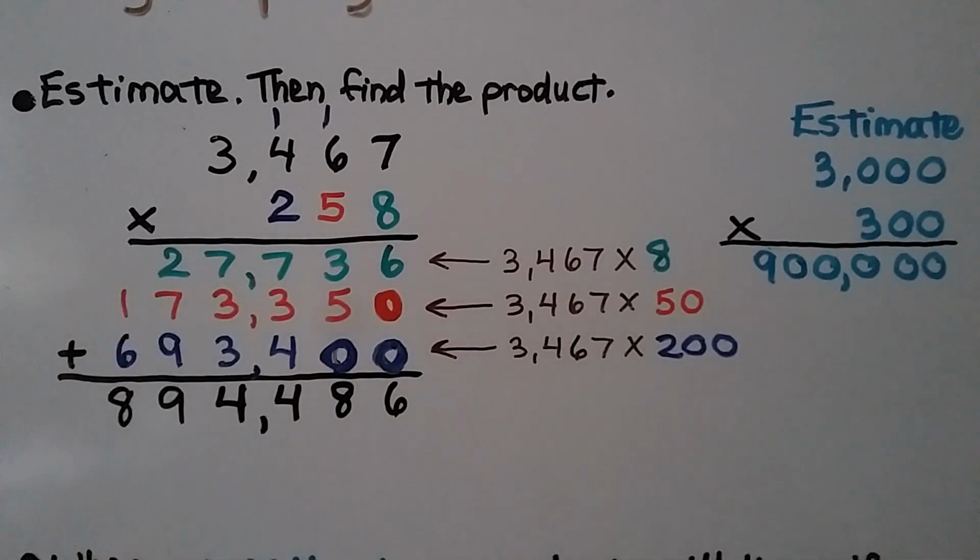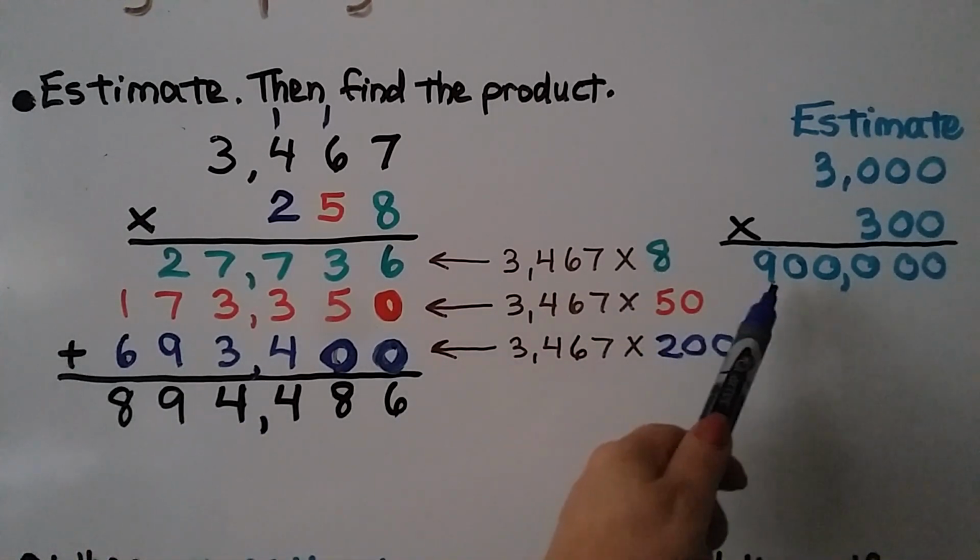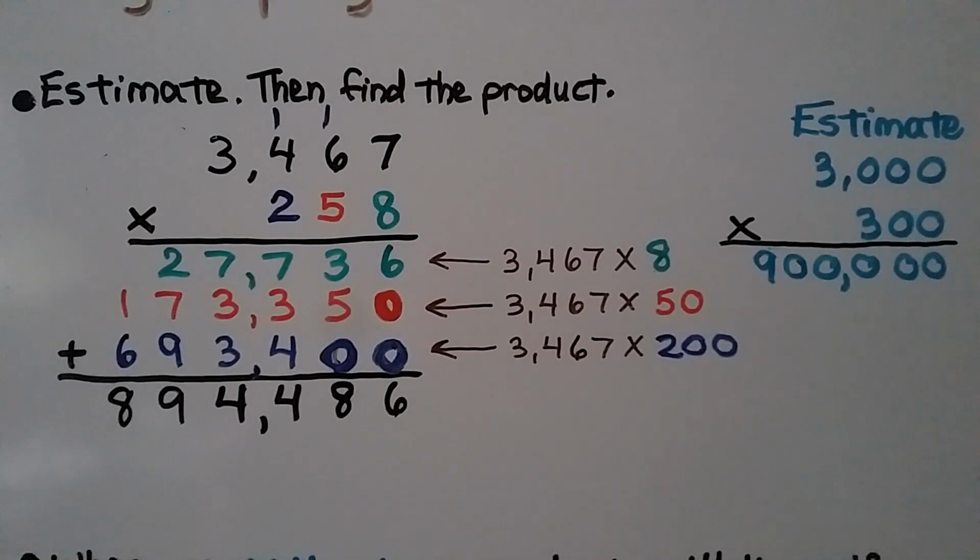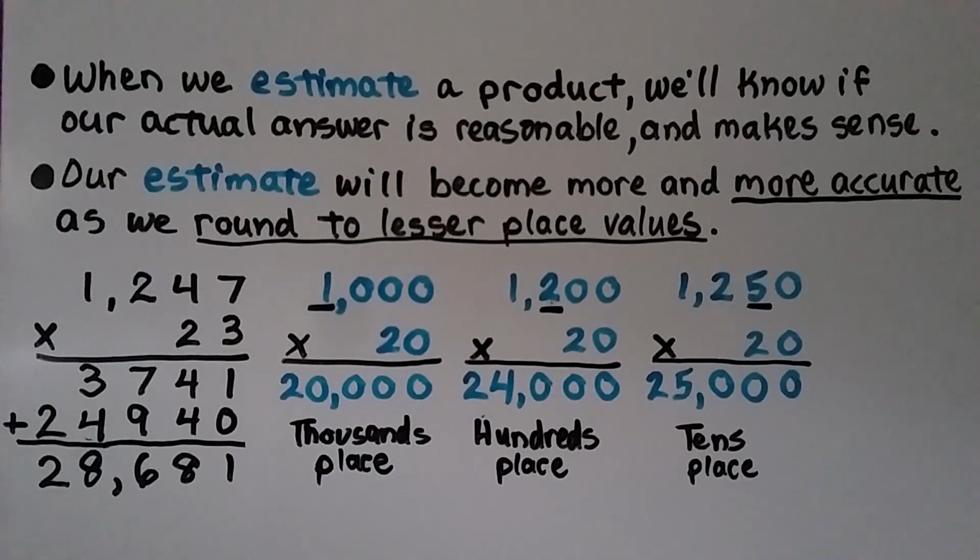We add the 3 partial products and get 894,486, which is very close to our estimate of 900,000. So it's a reasonable product and it makes sense. When we estimate a product, we'll know if our actual answer is reasonable and makes sense.